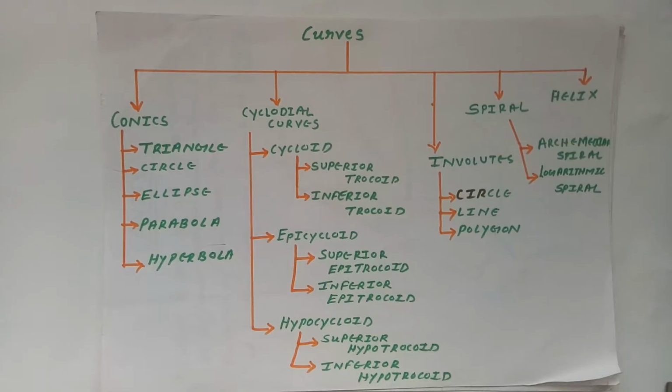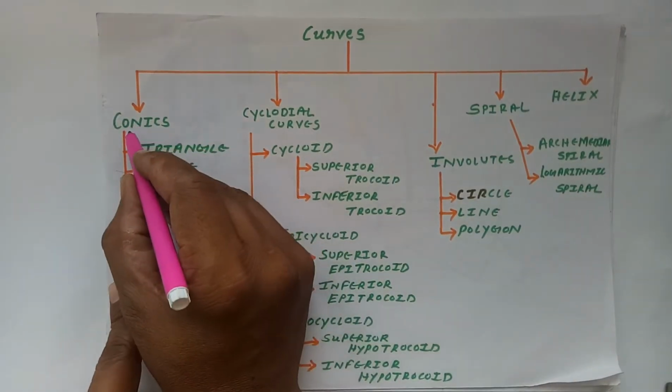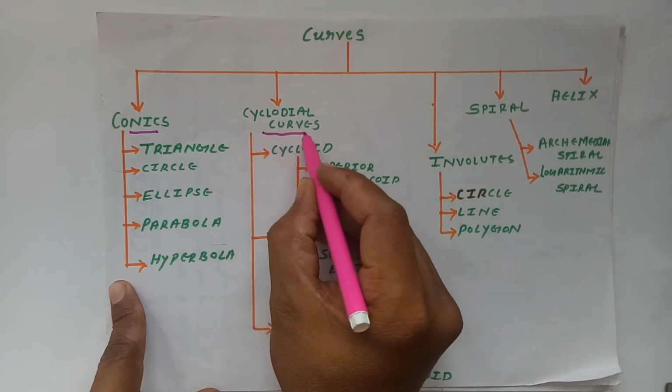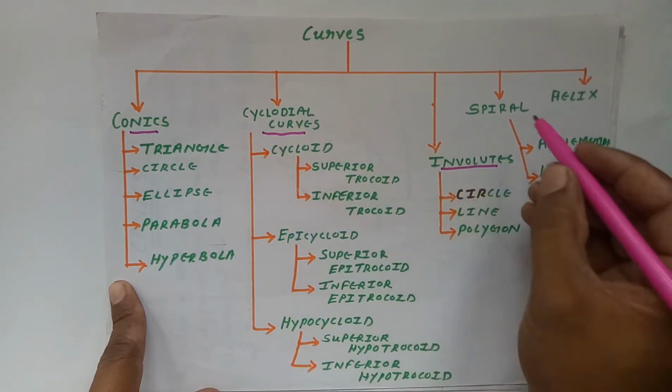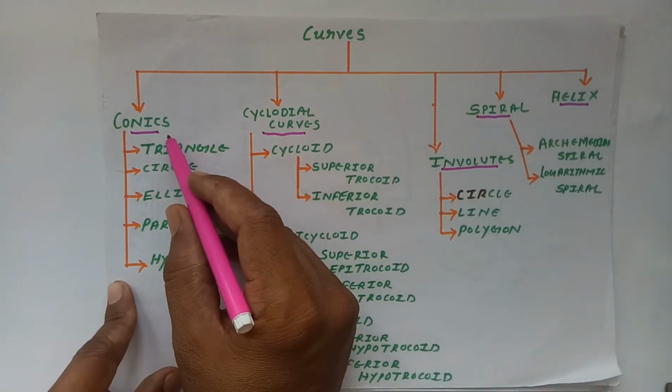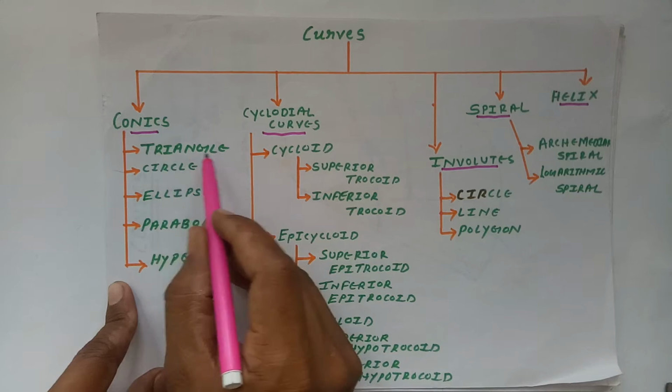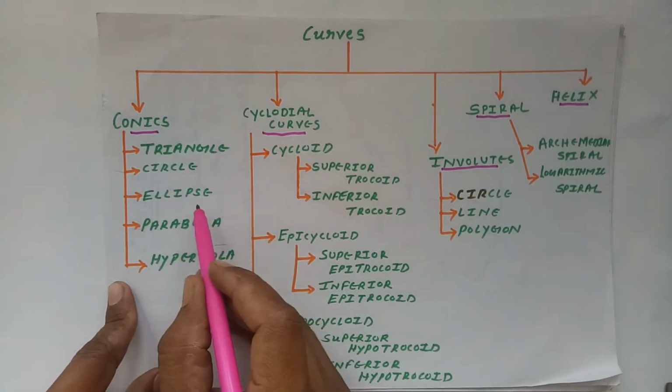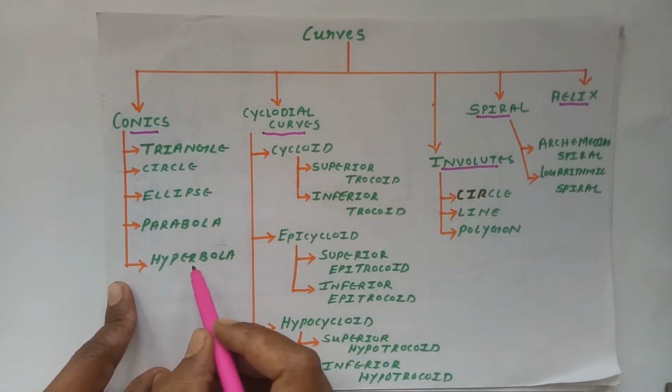Hello students, today we are going to start a new chapter known as engineering curves. So let us start with the classification of curves. Curves are classified into conics, cycloidal curves, involutes, spiral, helix. Conics are further classified into triangle, circle, ellipse, parabola, hyperbola.